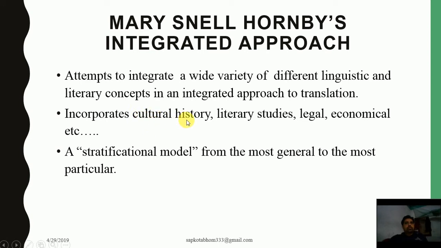What is the cultural history of the source text? What are the literary studies of that source text? What is the legal condition of that source text? And what is the economic aspect of that source text? This should be incorporated while translating.